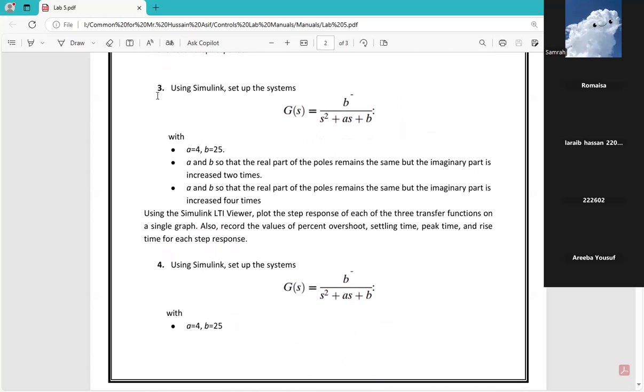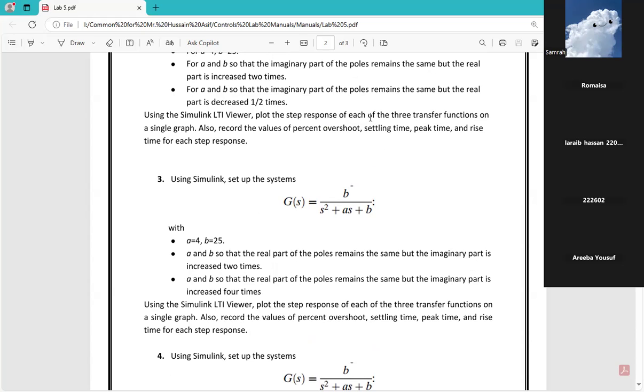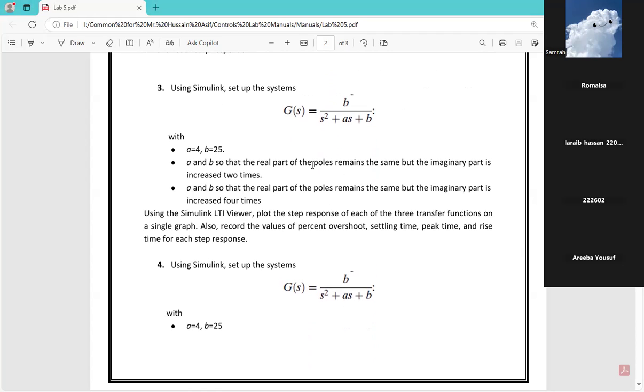Okay. So we have task number 3 over here. In this task, it's quite similar to task number 2, where we increased the real part and then decreased the real part, and we kept the imaginary part the same. Now the difference is that we are going to keep the real part the same, but the imaginary part is increased 2 times and 4 times. So in this system, I'll show you this on the whiteboard again.